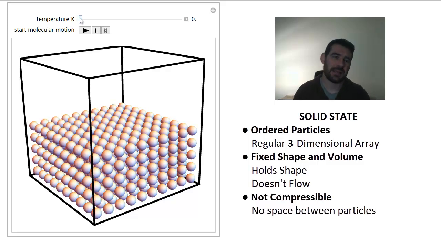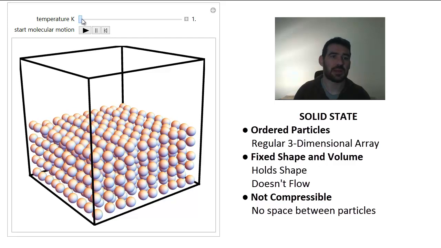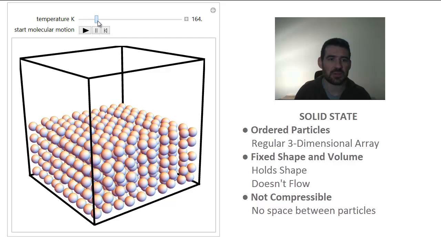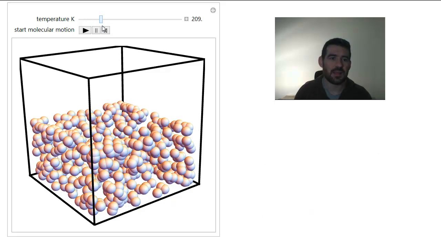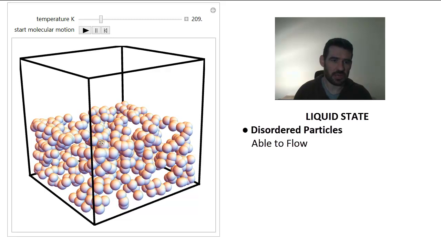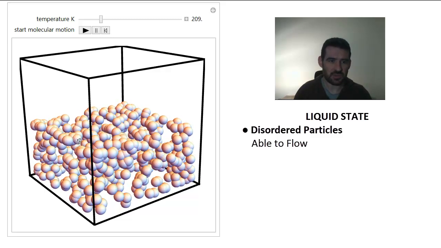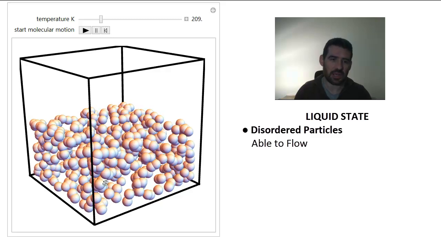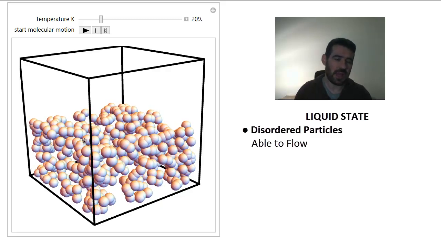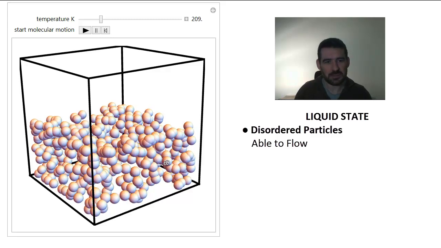Now let's heat this up until we get to a liquid. So we'll keep heating it up, they vibrate, and eventually they will get to a point where they look really disordered now. They're all jumbled over and they can slip and slide over each other. So those individual particles now are not in that very organized structure. They're able to slip and slide over each other.